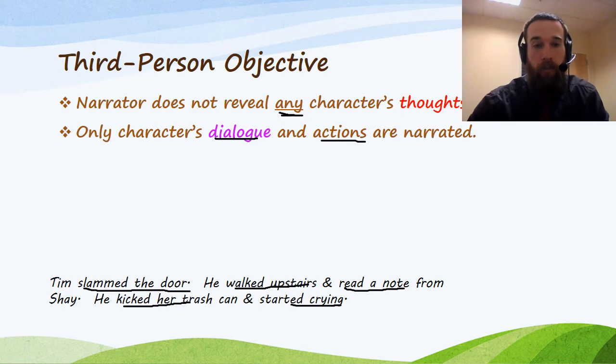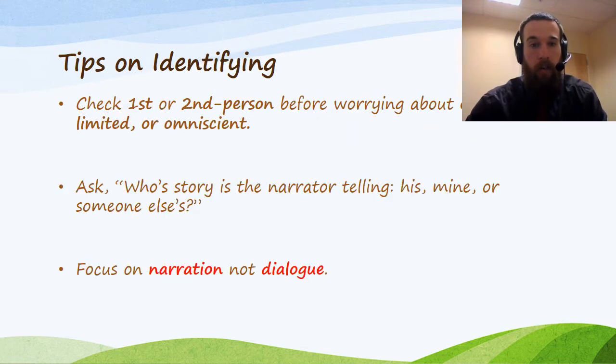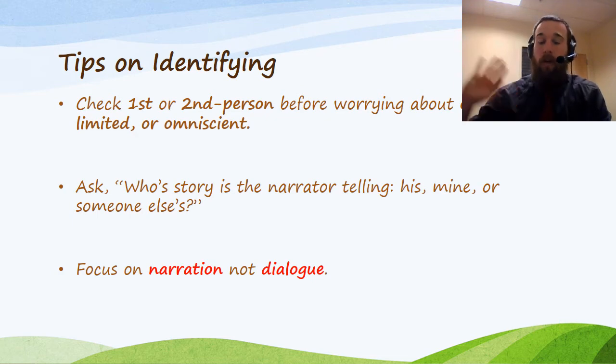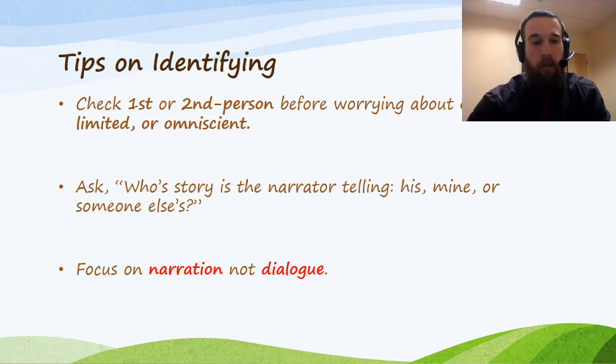So those are our 3 different types of third person. We have limited, omniscient, and objective. So when you're looking, here's some tips on how to identify them. So first look for first or second person before you worry about objective, limited, or omniscient, because you want to decide, okay, are they using pronouns like I or like you? Can I say it's first or second person and not have to worry about all those different types of third person? And then after you figure that out, you might also want to ask, whose story is the narrator telling?